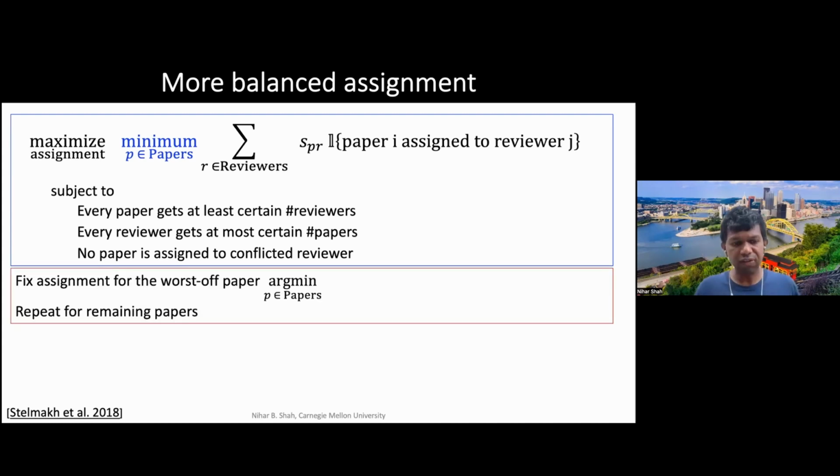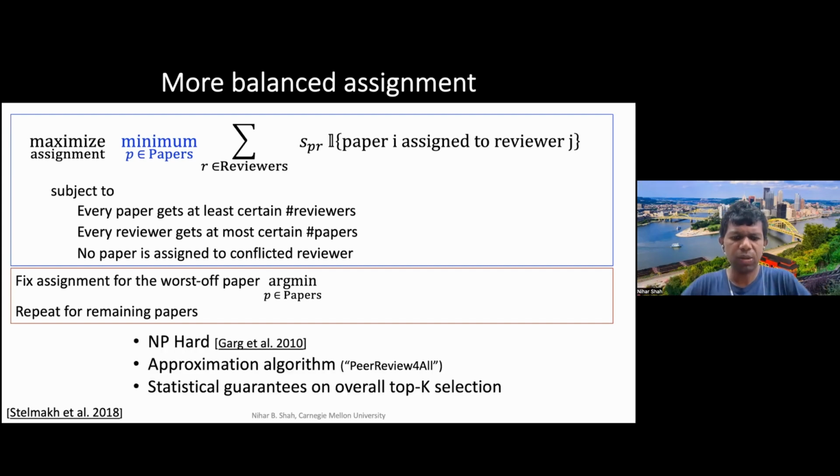And now you recursively apply this. You fix the assignment for the worst-off paper, then remove that paper and repeat this procedure for the remaining papers. So you get as good as possible reviewers for the next worst-off paper, and the next worst-off paper, and so on. In that manner, you're explicitly trying to create a much more balanced assignment.